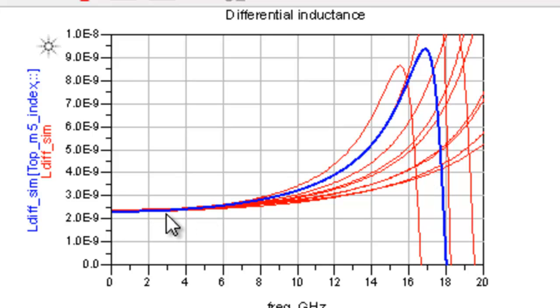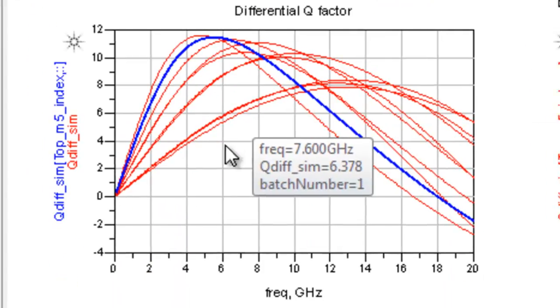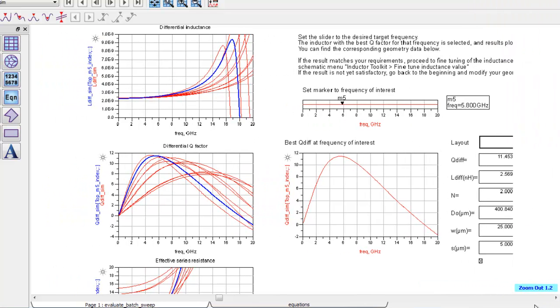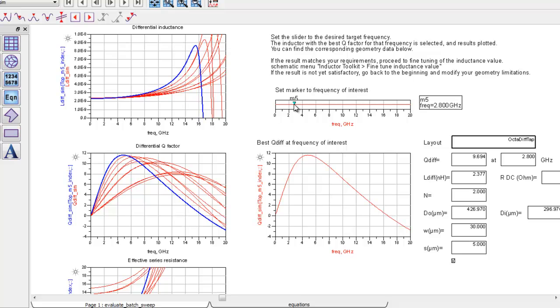inductors have the same low frequency value, but they differ in self-resonance frequency, and they differ in the frequency of maximum Q factor. And now our target was 2.5, that's done, but what is our frequency of interest? And I can set the frequency of interest here. And as I move the slider to different frequencies, you see that different curves are highlighted, and the software automatically finds the inductor that performs best at this frequency.